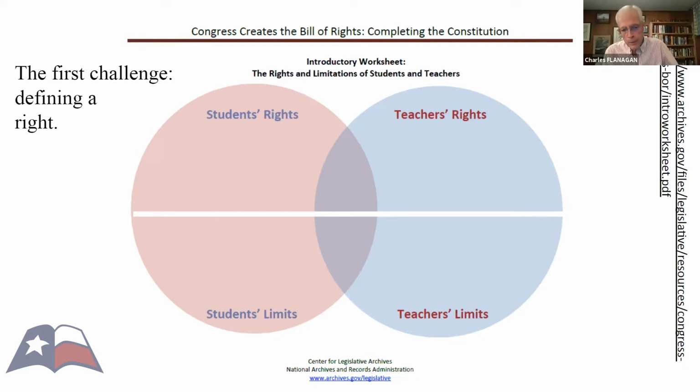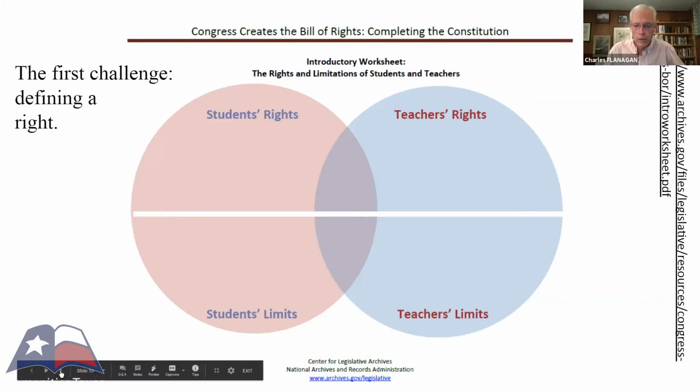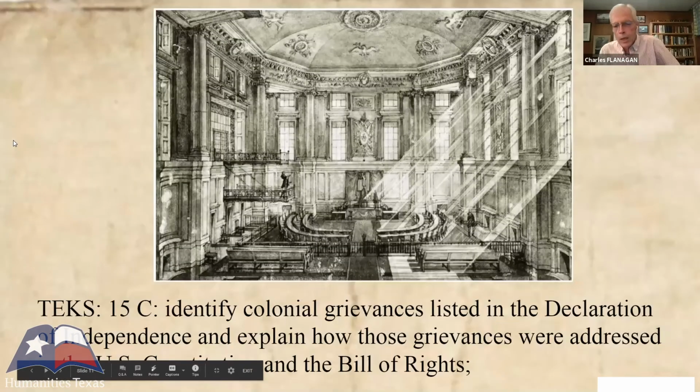So by having the students delineate their rights and the teacher's rights, their limits and the teacher's limits, and creating examples, they can begin to build a definition of this abstract concept of a right, so that it's not just talk, it becomes something real. We have found that teachers got a lot of mileage out of this Venn diagram, so I suggest it to you as something you can use as you're teaching your kids about the Bill of Rights. Let's dig into what the TEKS want you to cover.